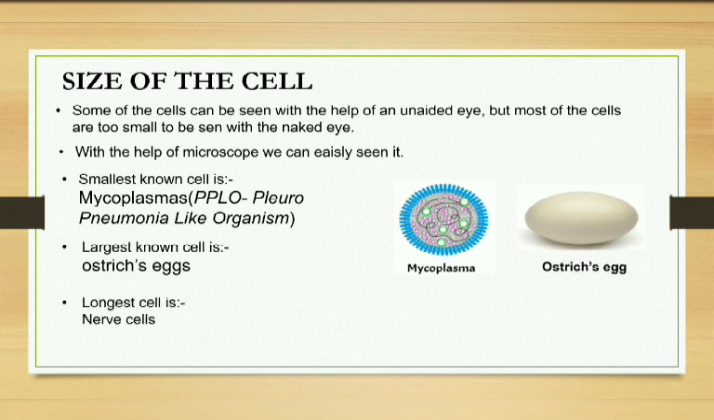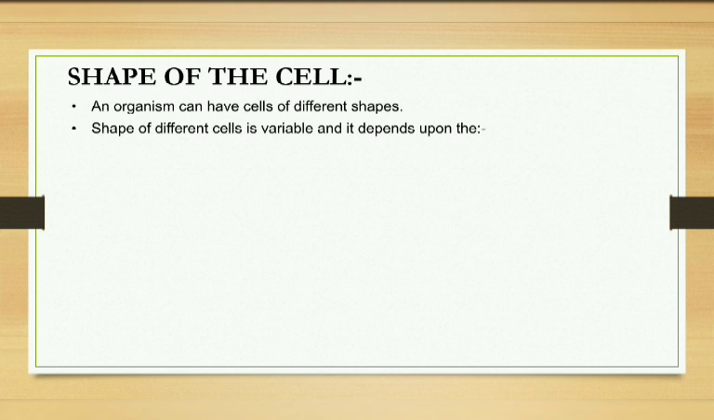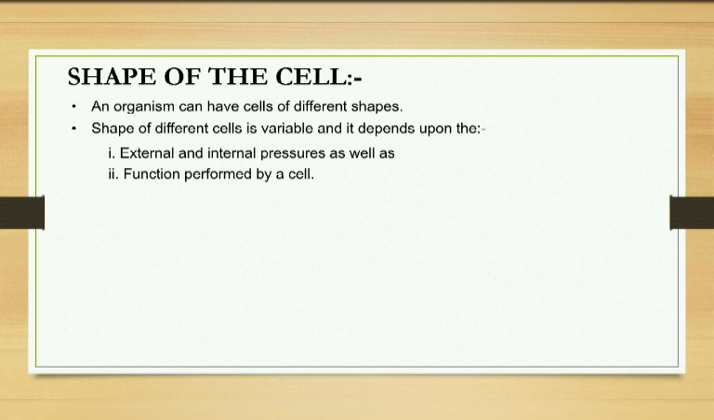Third one is the longest cell, that is the nerve cell, which is present in our body and helps in stimulus. Next, shape of the cell. There is no fixed shape of the cell. Cell may be regular or irregular. Irregular means, for example, amoeba, because its shape is not fixed, and there are so many regular shapes. The shape depends on two factors, that is external and internal pressure and the function performed by the cell.